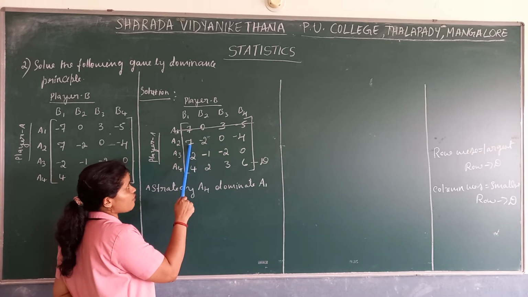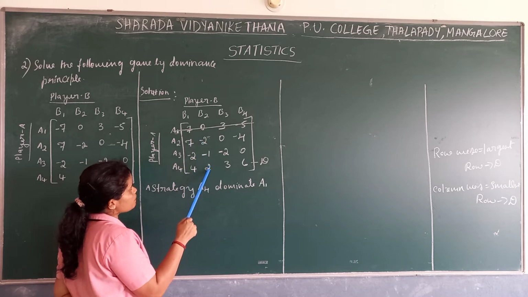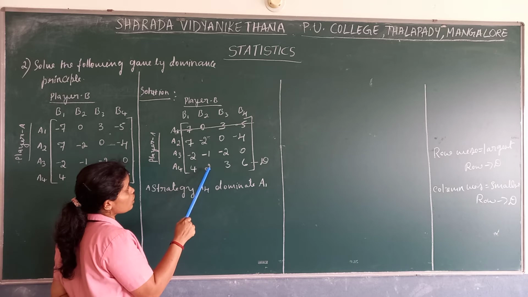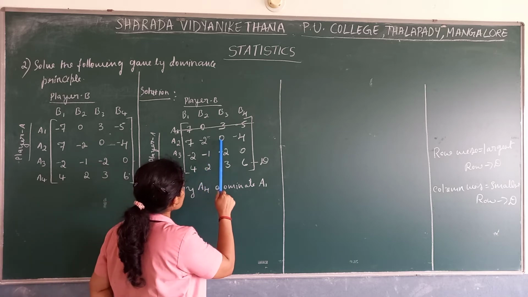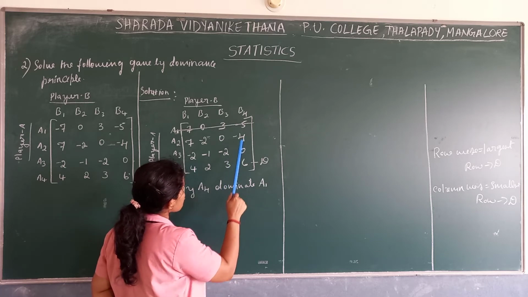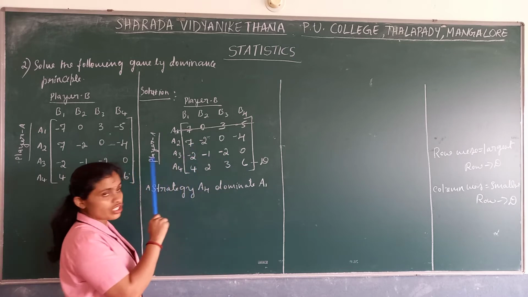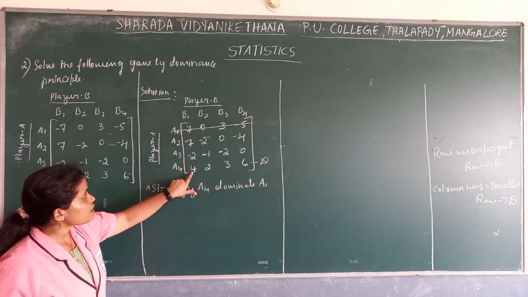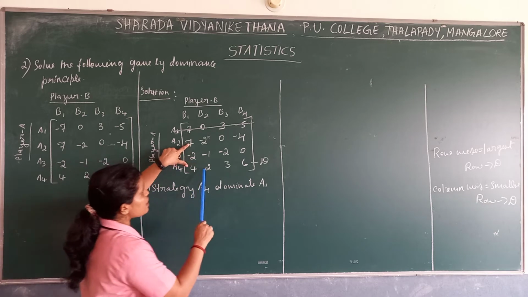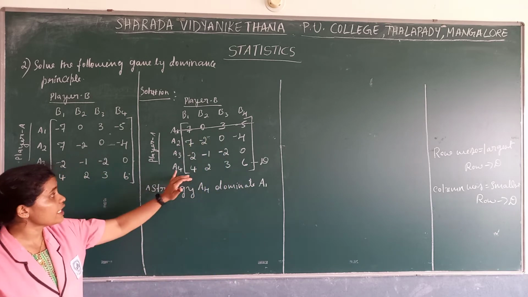We'll check 4 and 7. 7 is greater. -2 and 2, here 2 is greater. And here 0 and 3, here 3 is greater. -4 and 6, 6 is greater. So with this, comparison is not possible. Here this will be the greater and in the rest this will be the greater. So comparison is not possible with A2 and A4.